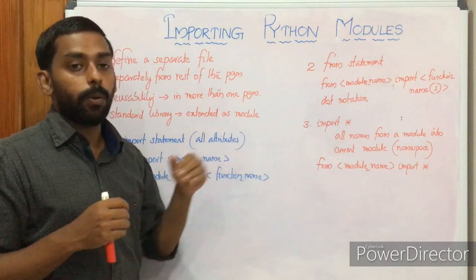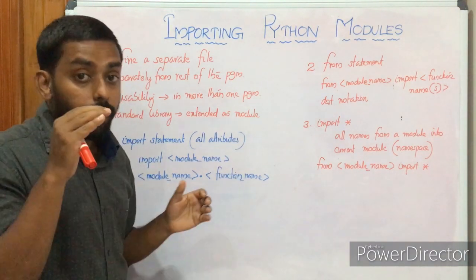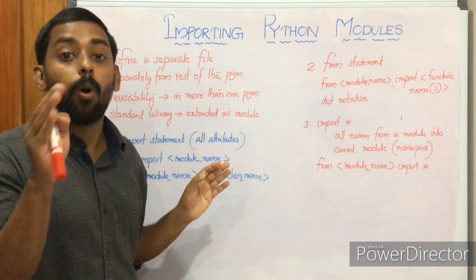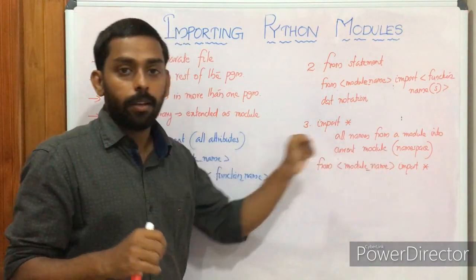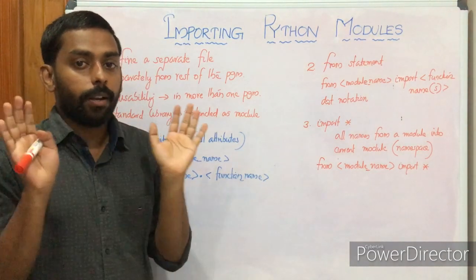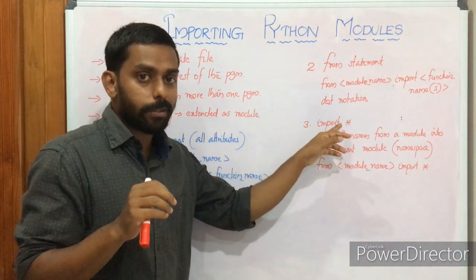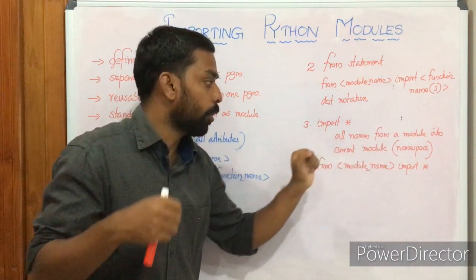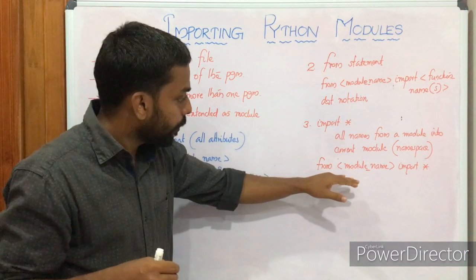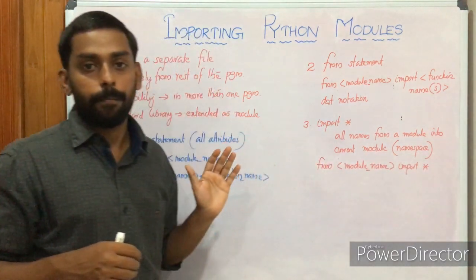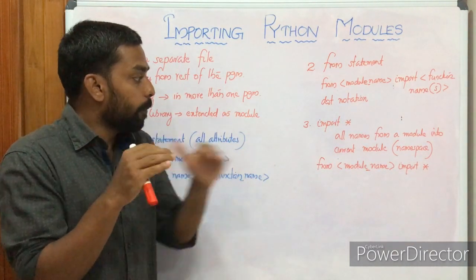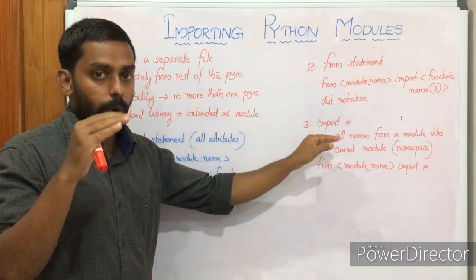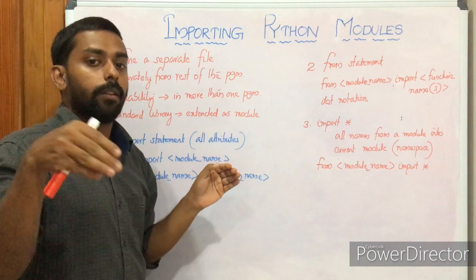And the third one is import star, and it imports all the names from a module into the current module, or current calling module, and that is what a namespace is. So using the import star method, we can import all names from a module into the current module, and it follows the syntax: from module name import star. We will be learning it in the coming class, with an example and implementation of import star.